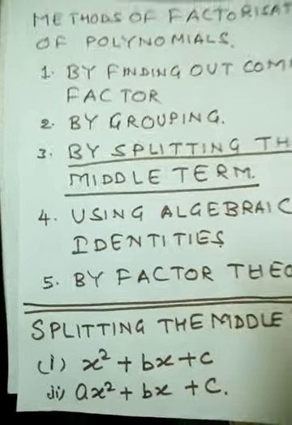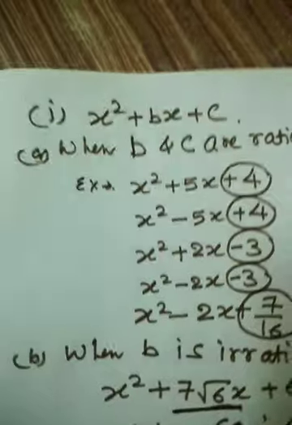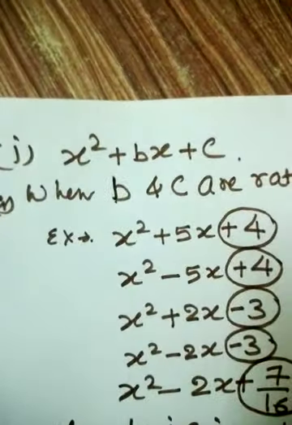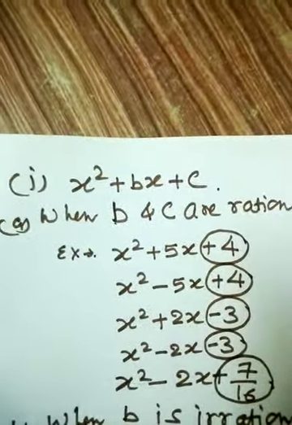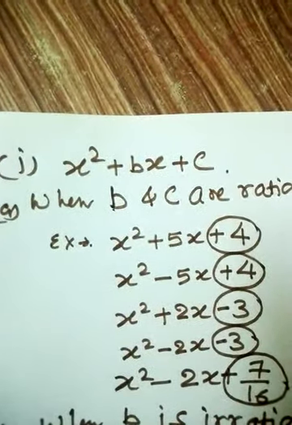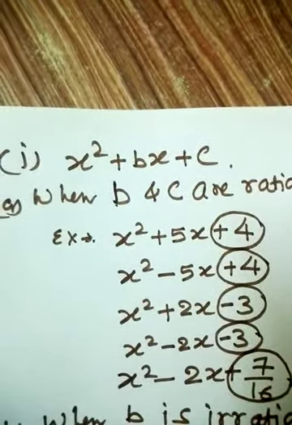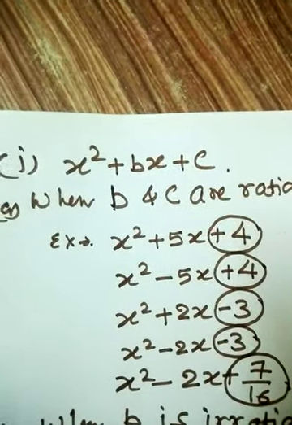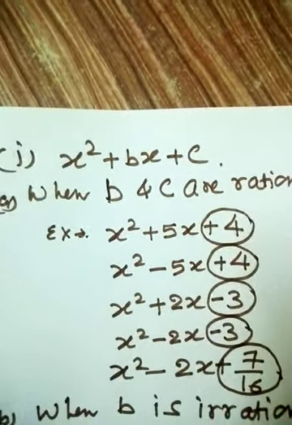We'll discuss the first form, that is x square plus bx plus c. Now in this, b and c are real numbers. Real numbers means they may be rational, they may be irrational. Okay, now we will discuss that term by term.